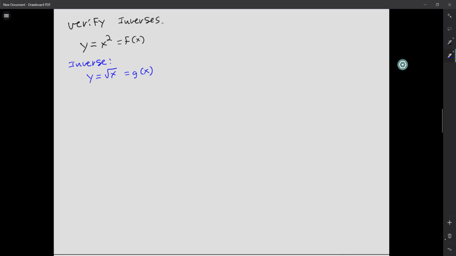Because squaring and square roots, they're like inverses of each other, right? If I square root a square, I get the x back. If I square a square root, I get the x back. But there is actually a problem with this, and that's because the square root of x squared is actually equal to the absolute value of x. These also have domain issues.